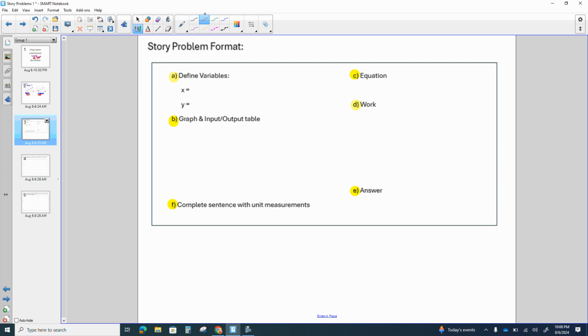There are things that you want to write. So when we define variables with linears, you guys are very comfortable with x and y.